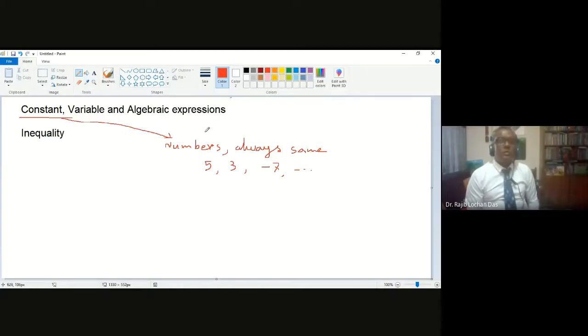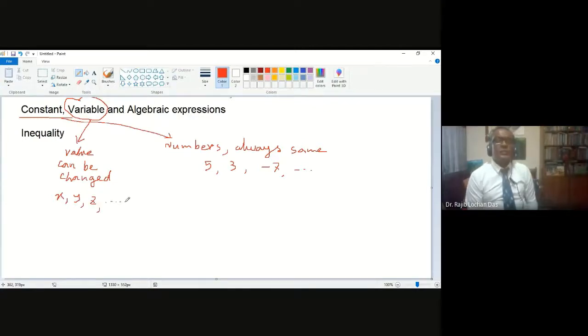And variable means something which can be changed. It is not always the same value. Okay, the value of the variable can be changed, okay, time to time. So it is not always the same, it can be changed. So we use some symbols for that, say x, y, z, something like that.